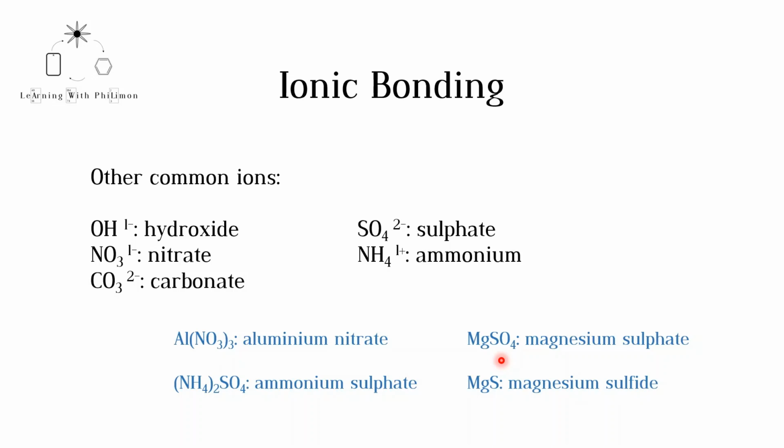Note that sulfide and sulfate are not the same ion. Sulfide consists only of the element sulfur, whereas sulfate consists of sulfur and 4 oxygen atoms.